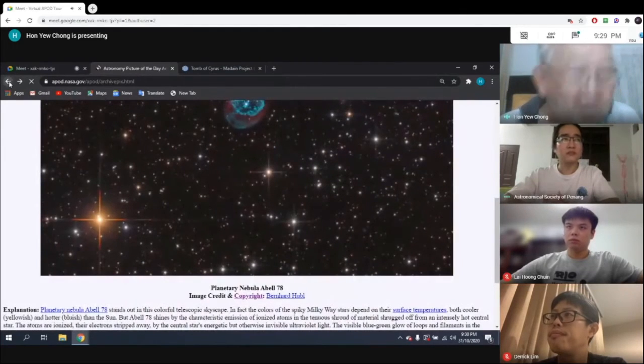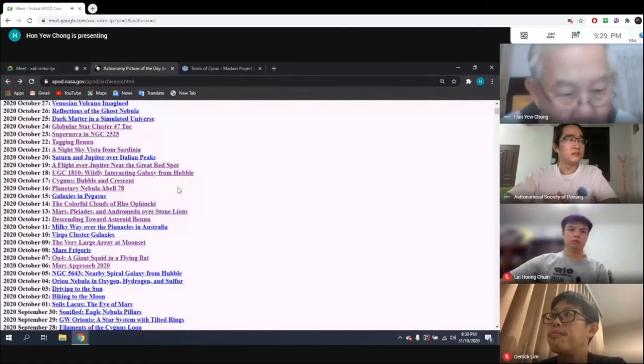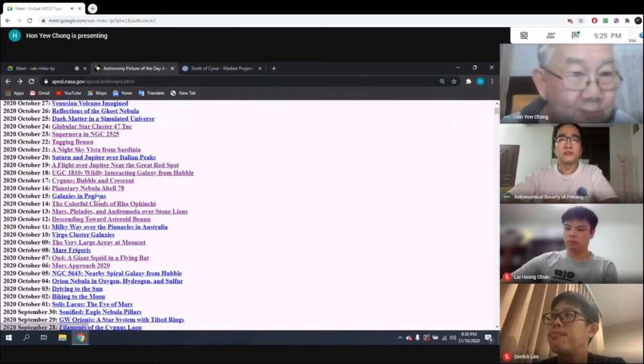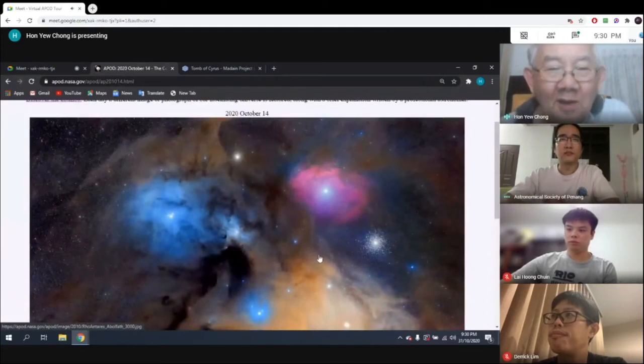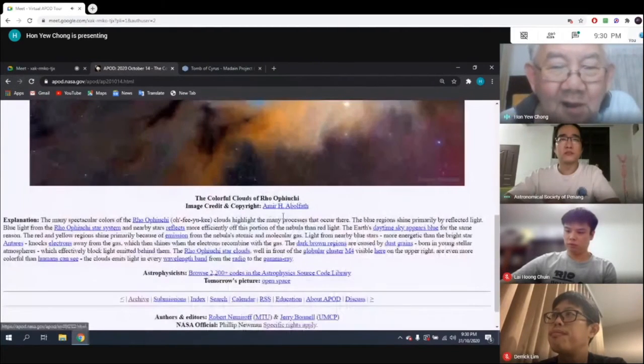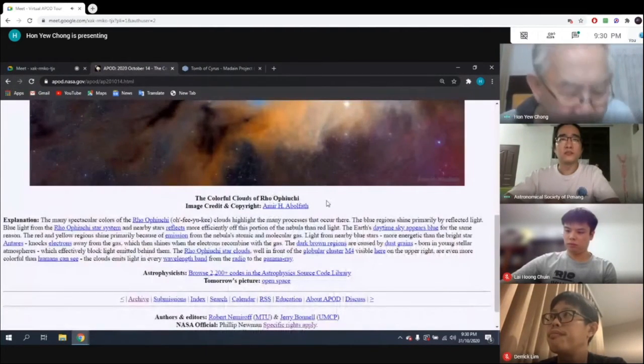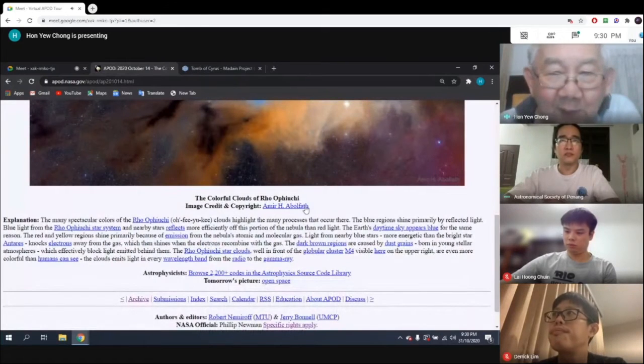We go to the next one. October 14. Wow, so nice. Once you see this, you know, it's in Rho Ophiuchi, all right? Okay, and this is from a guy from Iran, Amir Abulfat, all right, from Iran, and so beautiful.